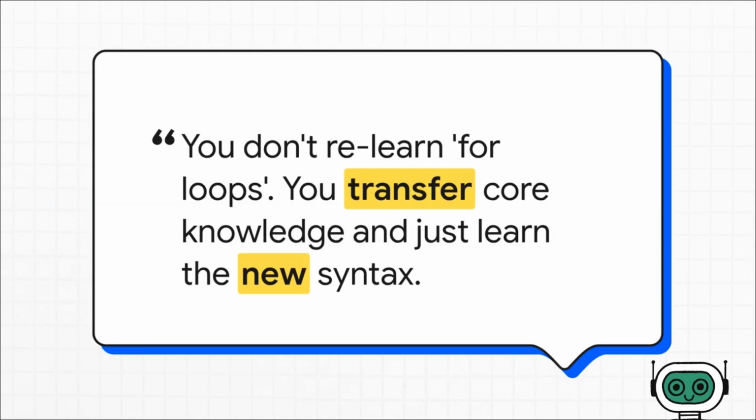Okay, here is the best way to get the intuition for this. Imagine you already know how to code in Python, and now you need to learn JavaScript. You don't go back and relearn the basic concepts of what a variable is or what a for loop does. You already have that fundamental knowledge. You just transfer it over and learn the new syntax. Transfer learning is doing exactly that for models.